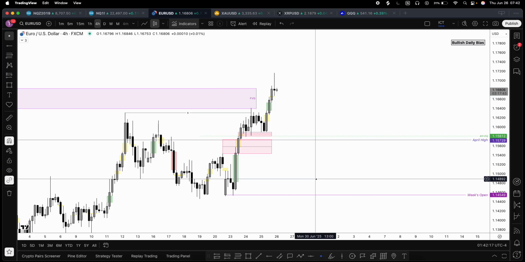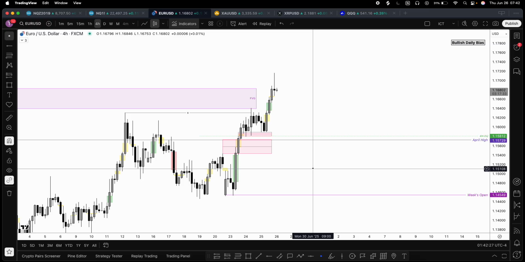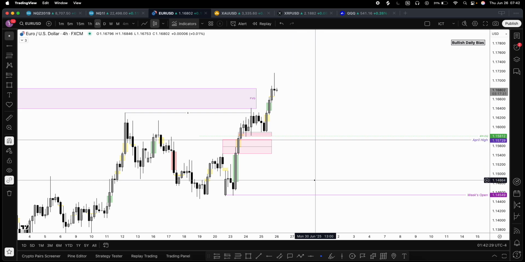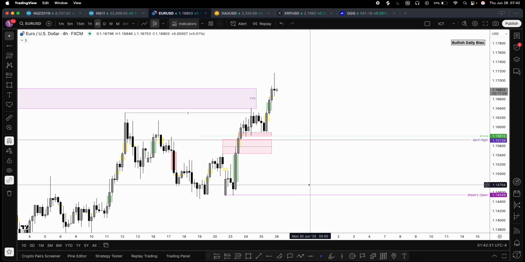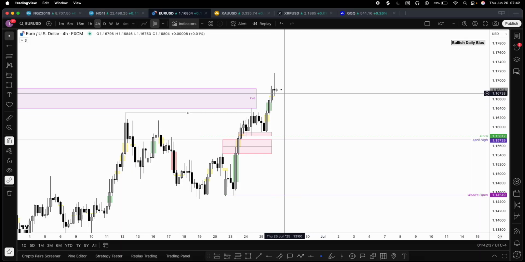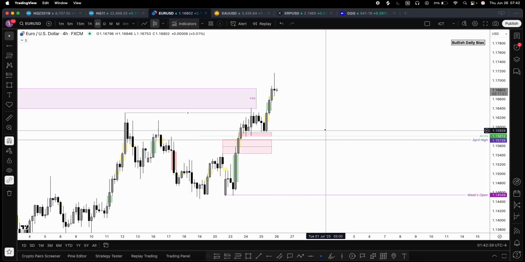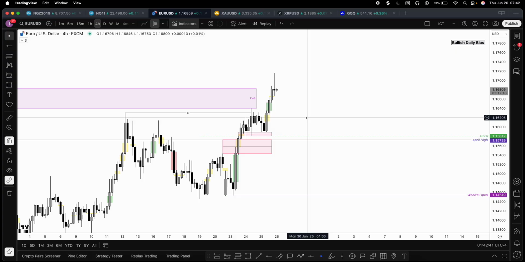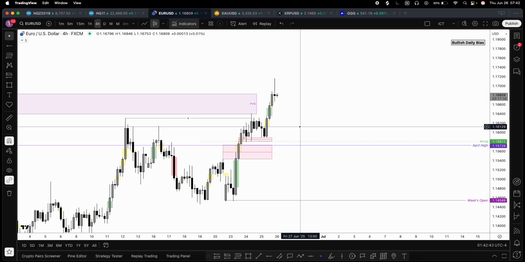And again, the equilibrium is just the midpoint of the price leg, and if we're above it, we're premium. If we're below it, we're discount. You want to buy in discount, you want to sell in premium. Price generally wants to revert to the equilibrium point at some point.